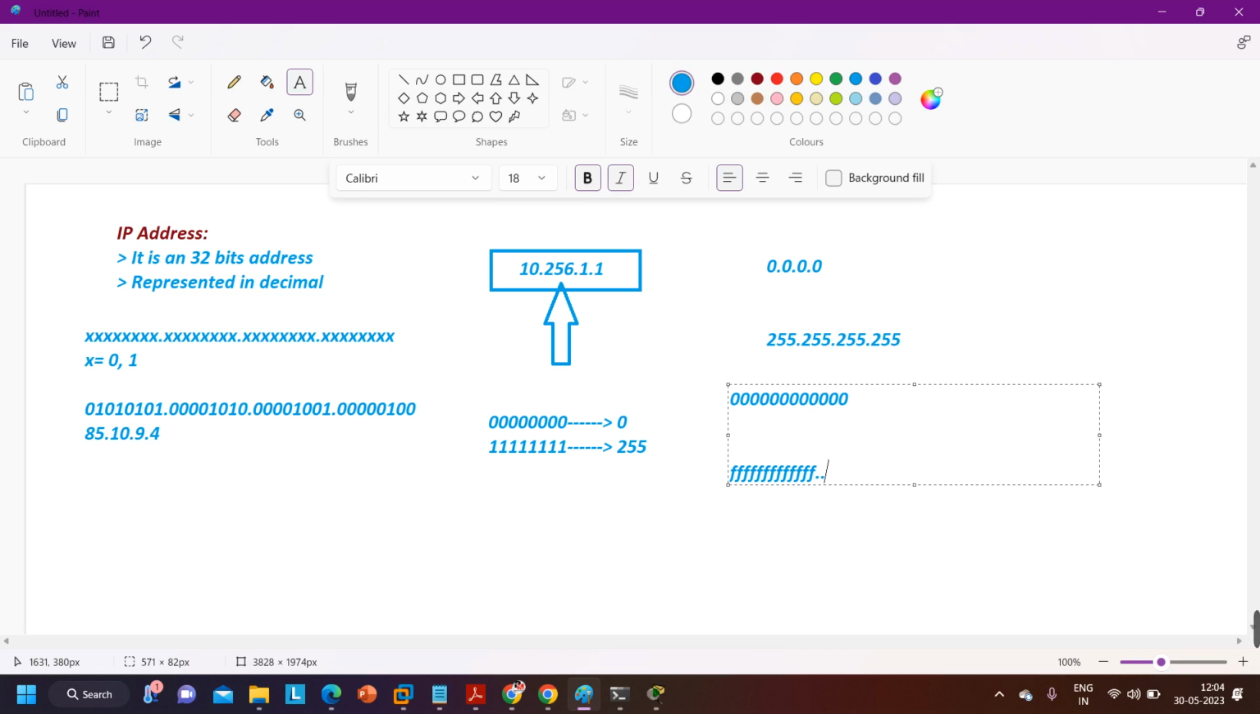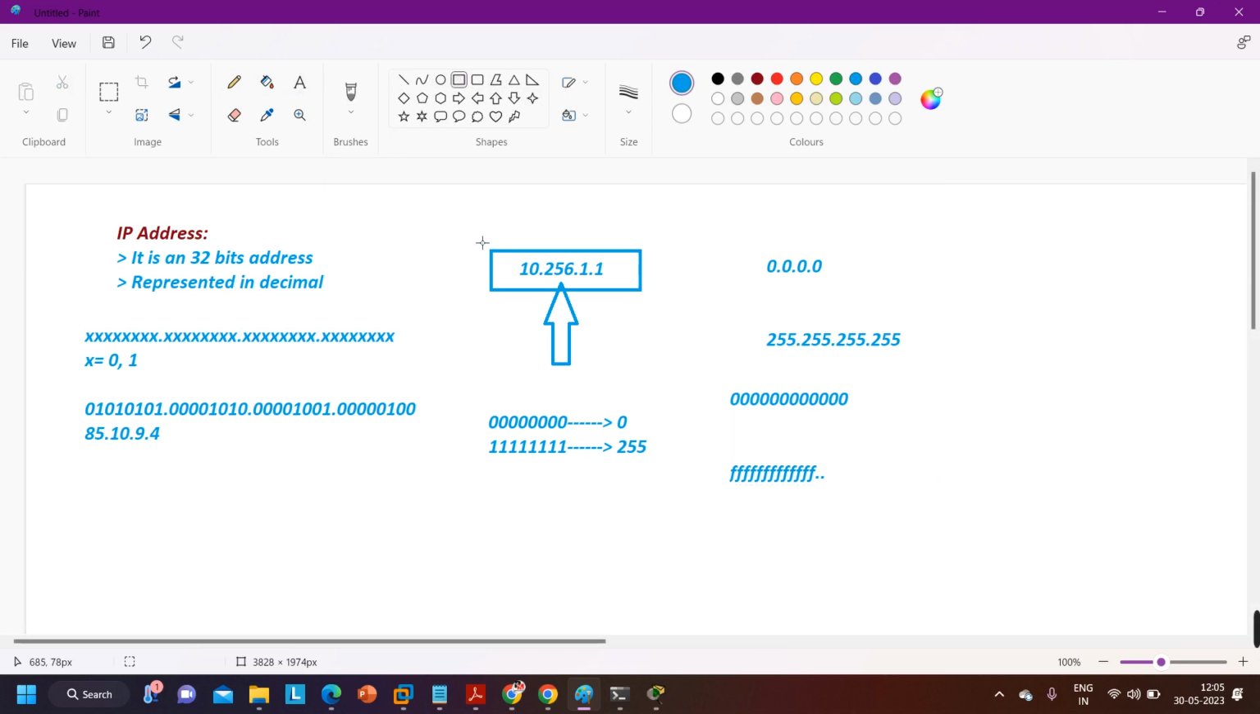So an IP address can range from 0.0.0.0 to 255.255.255.255. This is an interview question and a CCNA exam question as well. In one CCNA exam, Cisco wrote one wrong IP address like this, and they were asking whether it is a valid IP address or not.